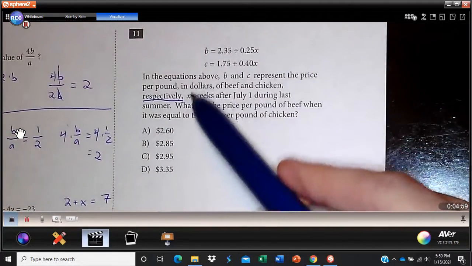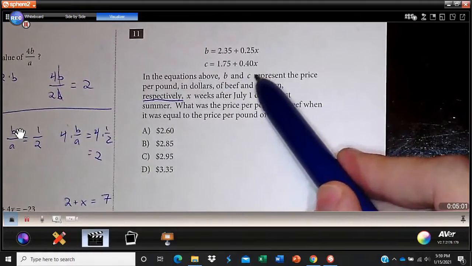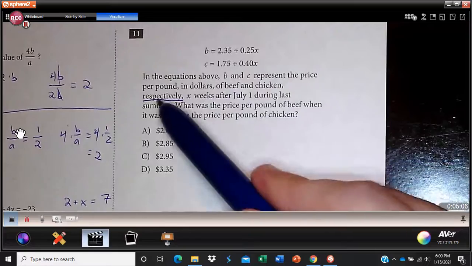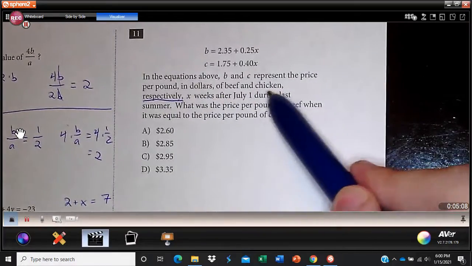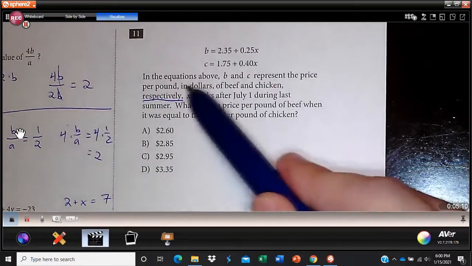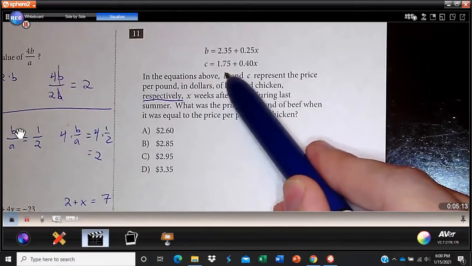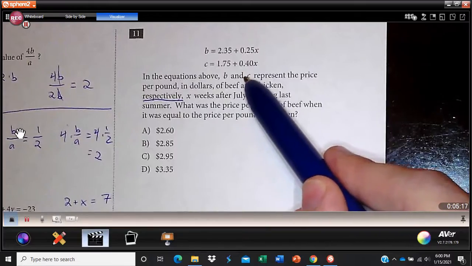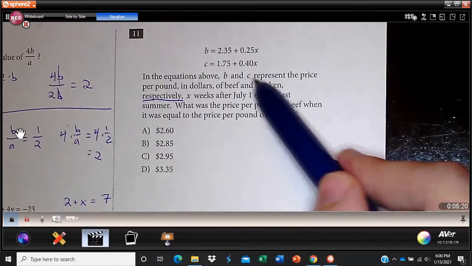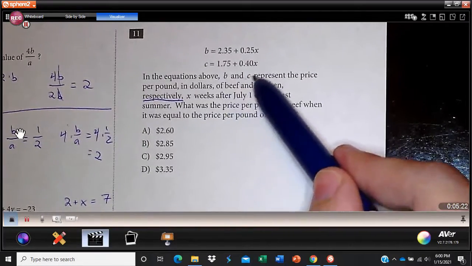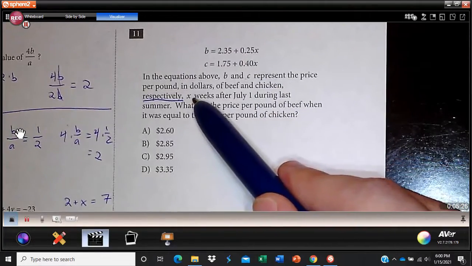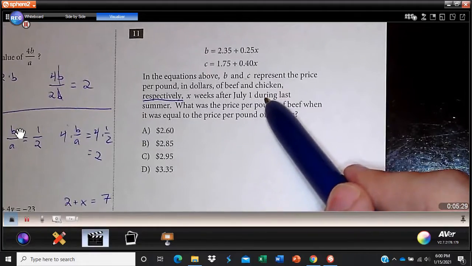So all this means is that we listed B and C in an order, so we said B, then C, and then we listed the price per pound of beef and chicken. So then we listed beef and chicken. Respectively just means that the first thing from the first list corresponds to the first thing from the second list, and then the second thing from the first list corresponds to the second thing from the second list. So this just means that B represents beef, C represents chicken. And x weeks after July 1st, so x is really just a time during last summer.